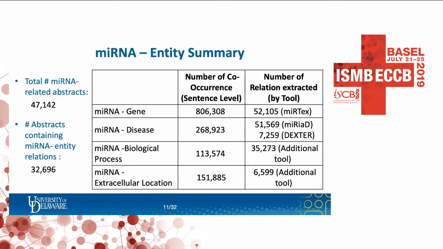We extracted a total of 47,142 microRNA-related abstracts, and out of these, we found 32,696 contained some relation between the entities and microRNA. We keep track of all the mentioned pairs in the sentences, such as more than 800,000 microRNA-gene pairs that occurred in all abstracts. And among these, more than 50,000 were identified by MIRTEX. Similarly, we keep track of all the other mentioned pairs and relations between the other entities and microRNAs. So this sums up the information that we store in our databases.